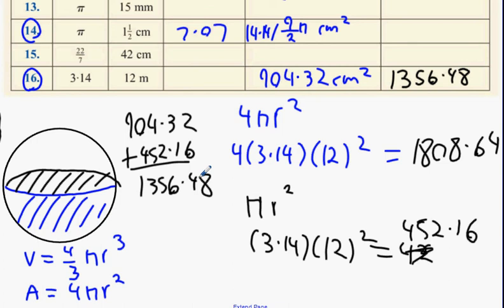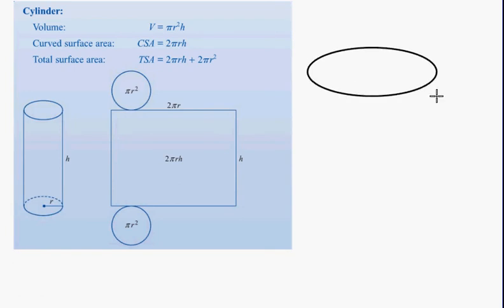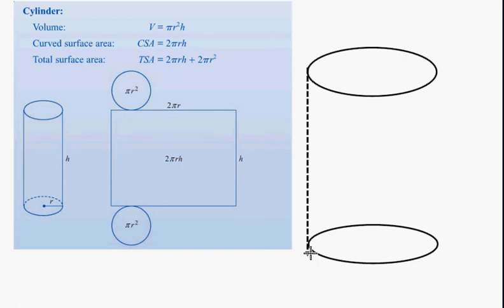Okay. Does anybody need to see the volume? We good with the volume? I think we're good. Okay. Let's continue on to the cylinder. A cylinder is basically two circles, and each of the circles are then joined together by two sides to form the cylinder.